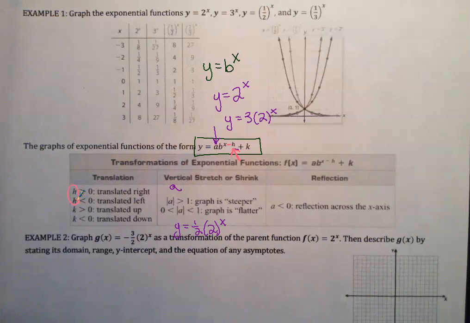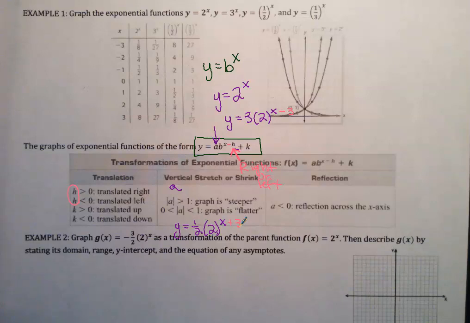h tells us if we're translating it right or left, whatever the number is. So if we say it's x minus 3, this is a positive h, right? If h is greater than 0, I just translated this 3 units to the right. Yep. Versus if I would have had x plus 3, I would have went where? Because this is actually to the left 3.